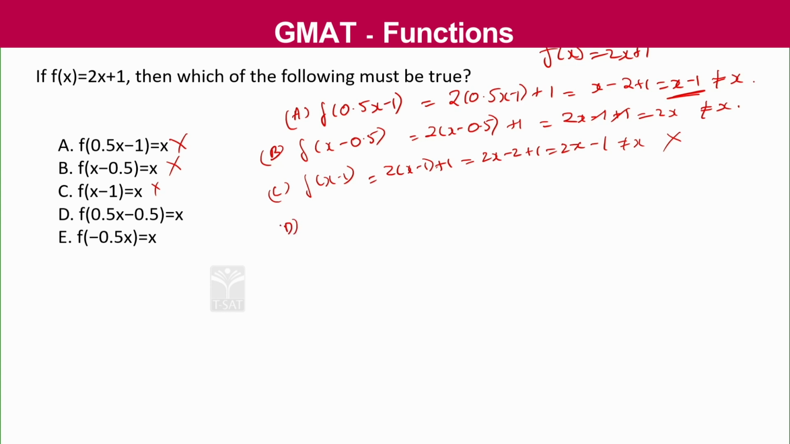Option D, let's look at option D. Then f of 0.5x minus 0.5 is equal to 2 times 0.5x minus 0.5 plus 1, which is equal to x minus 1 plus 1. It gets cancelled, you're left with x is equal to x. So the answer is option D. Yes, f of 0.5x minus 0.5 is equal to x. Let's move to the next question now.